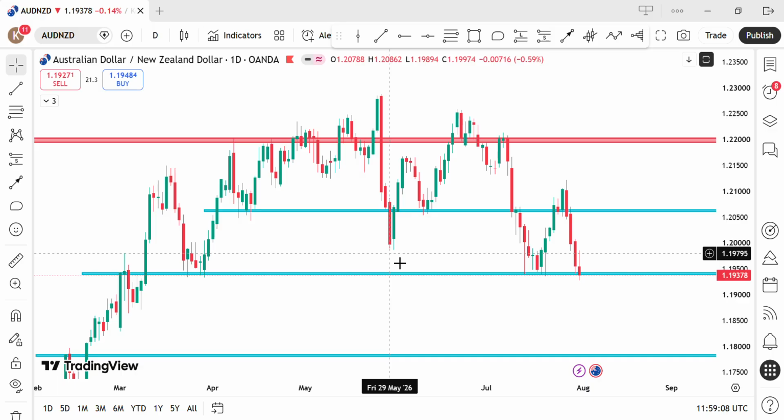So in this episode I'm going to break this pair down, how we analyze this pair from the daily time frame all the way to the 1 hour time frame for our entry.